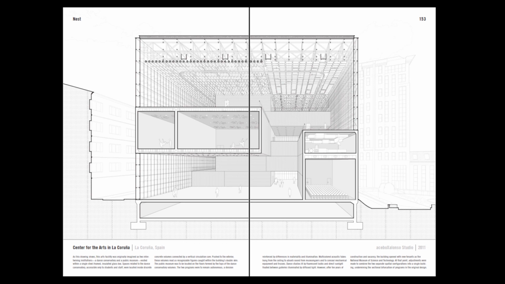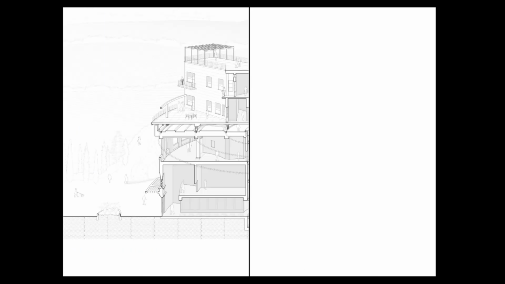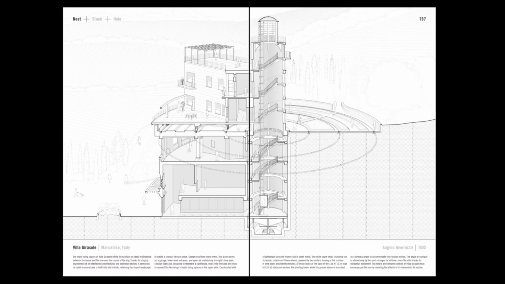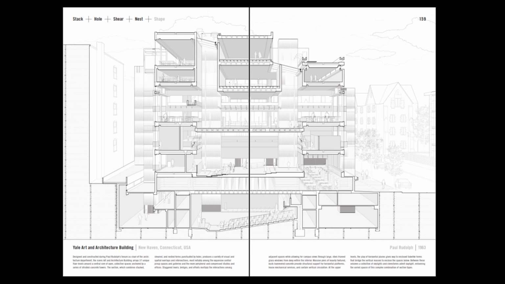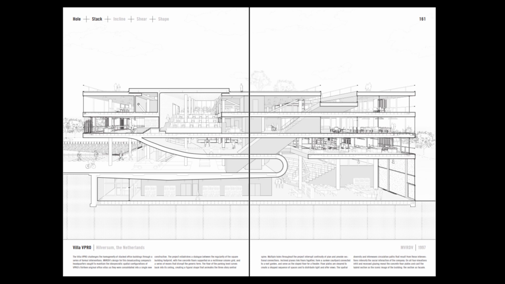Center for the Arts, Spain. Hybrids, I'm assuming, is a mix of the styles we're talking about. So, Villa Girasol, Italy. Yale Art and Architecture Building. Villa VPRO. Okay.